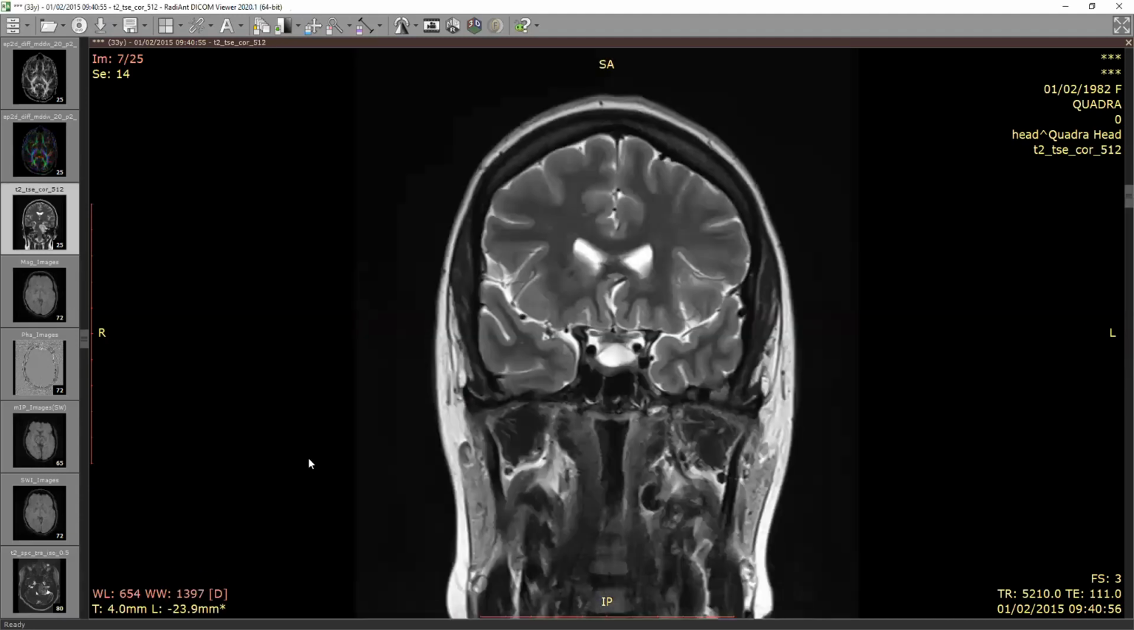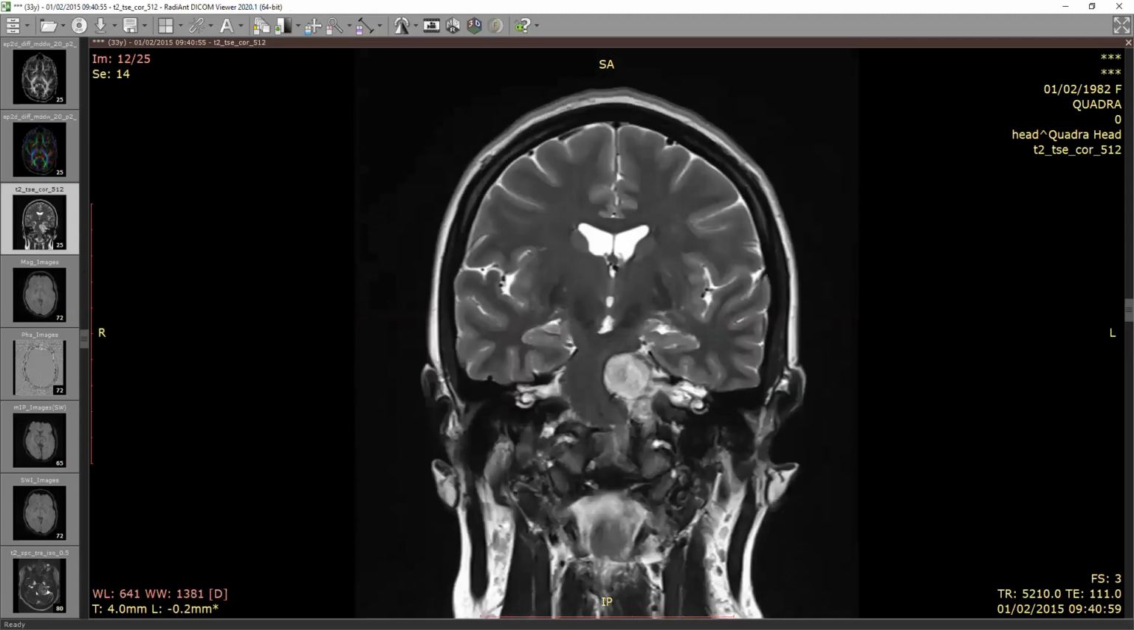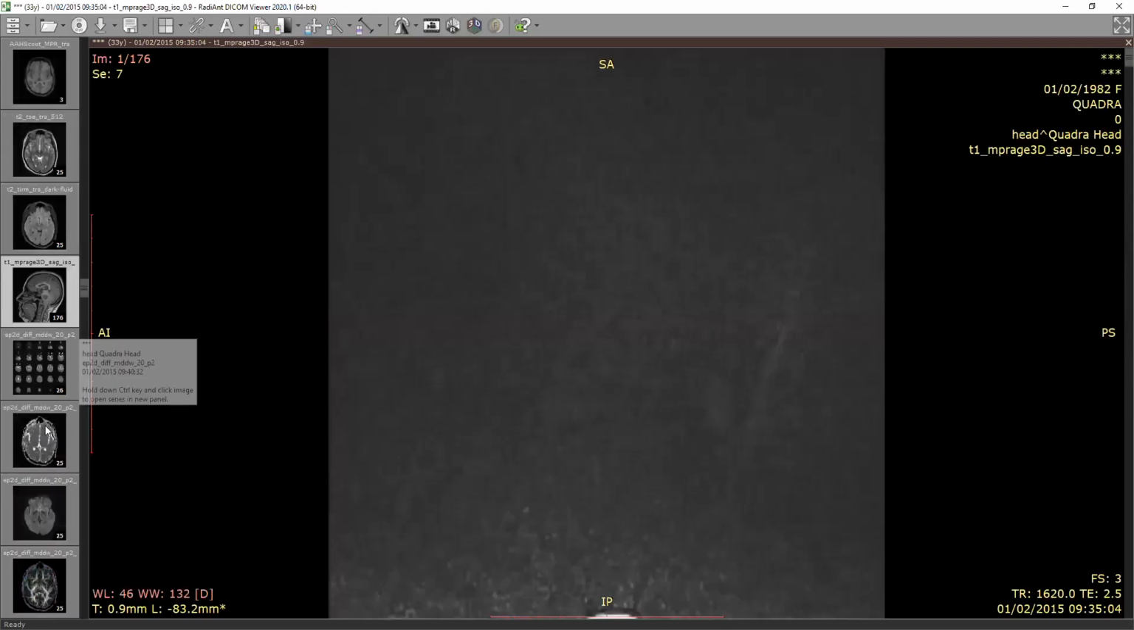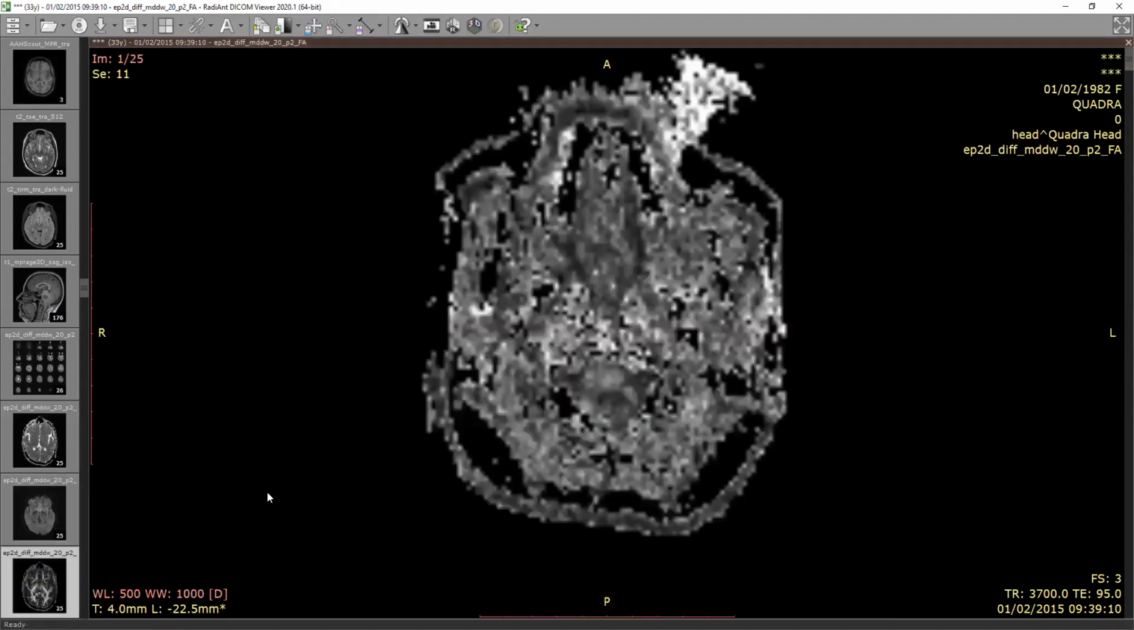Now, if we look at the same vestibular schwannoma with contrast, let us see how that would look. Just give me a minute.